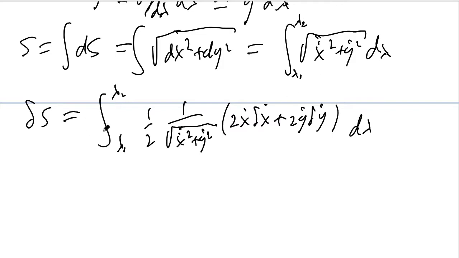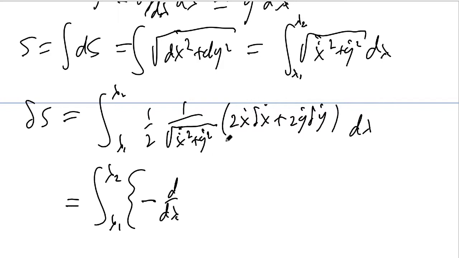Okay, the next step in extremizing this s is to integrate by parts to remove the dots from delta x and delta y. So the integration by parts brings in a minus sign. Notice the 1/2 cancels the factors of 2 here and here. So we have minus d by d lambda.